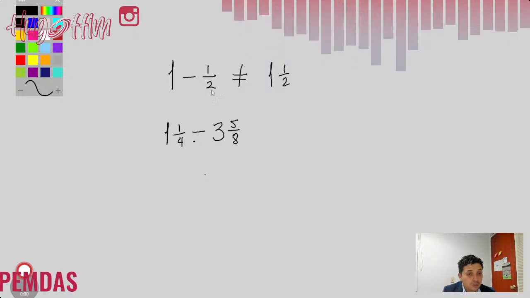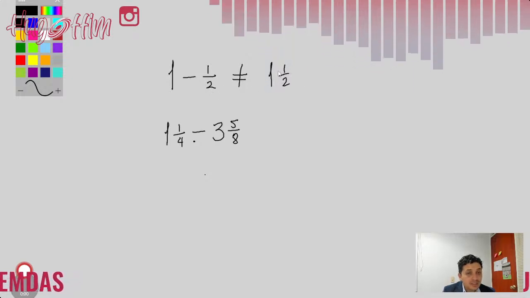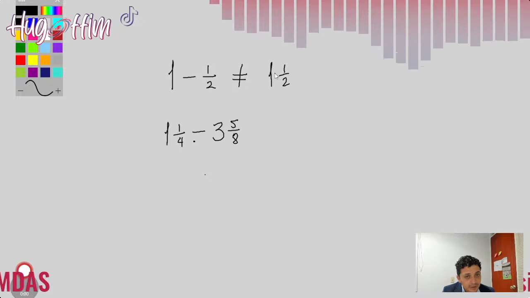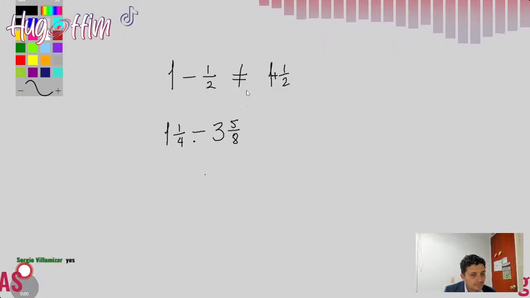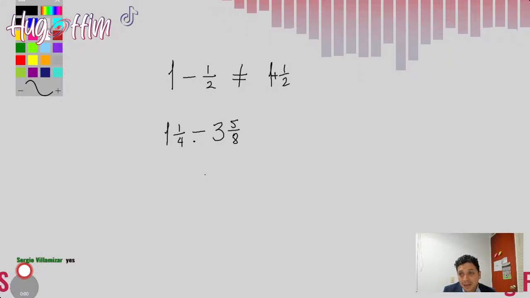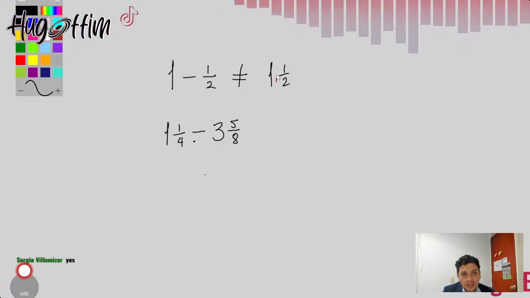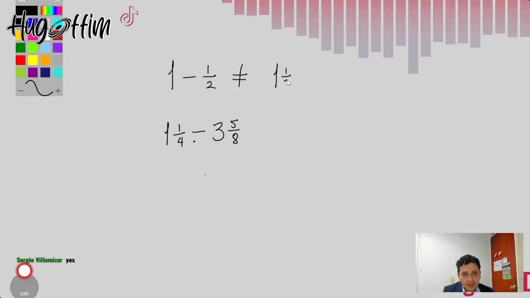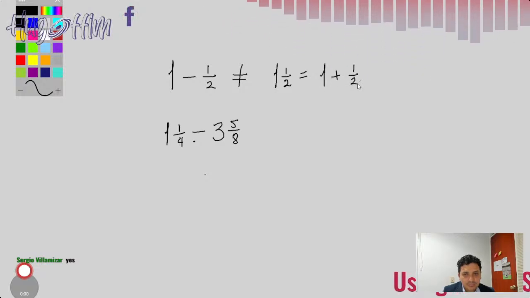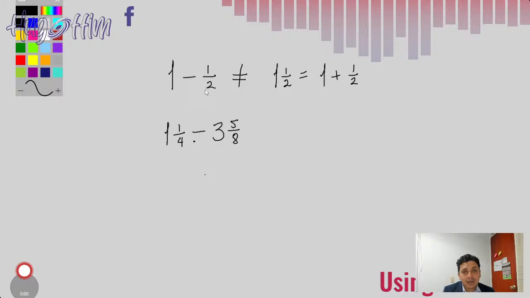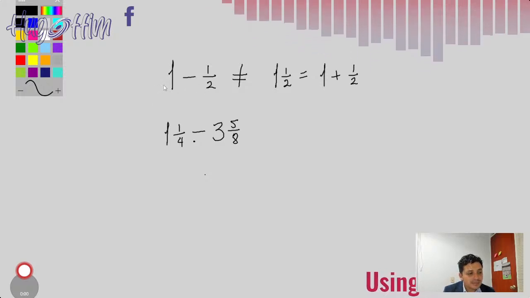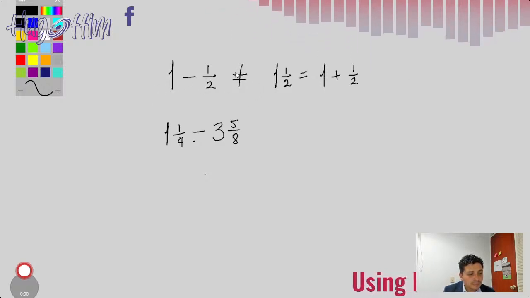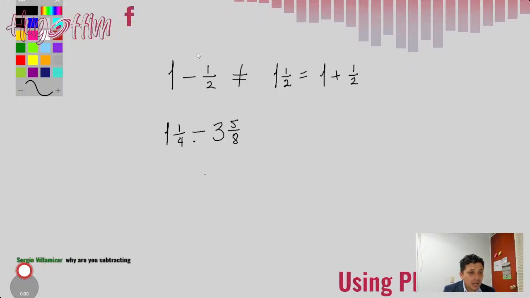This 1 minus 1/2 is not 1 and 1/2 because the mixed number includes a positive, a plus: 1 plus 1/2. When you put 1 and 1/2 as a mixed number, what you're saying is that this is 1 plus 1/2. But here I have 1 minus 1/2. They don't have the same sign. I'm putting an example.